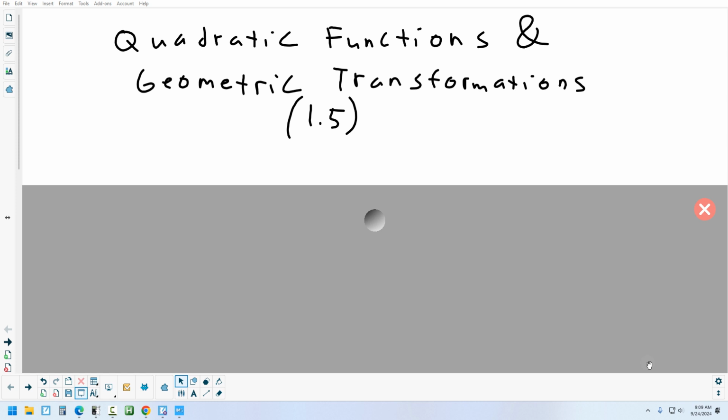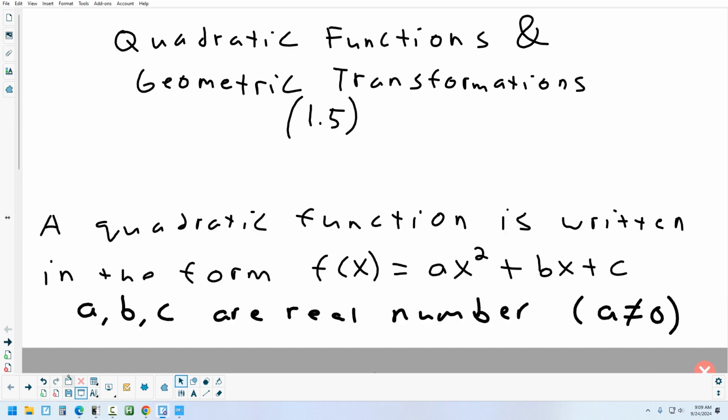All right, so today we're going to look at 1.5. It's on quadratic functions, and specifically how we can transform them. When I talk about transforming something, we basically mean moving it up and down, moving it left and right, or stretching it up and down, or stretching it left and right. Those are transformations. So the equations that we're going to be looking at are going to look something like that today.